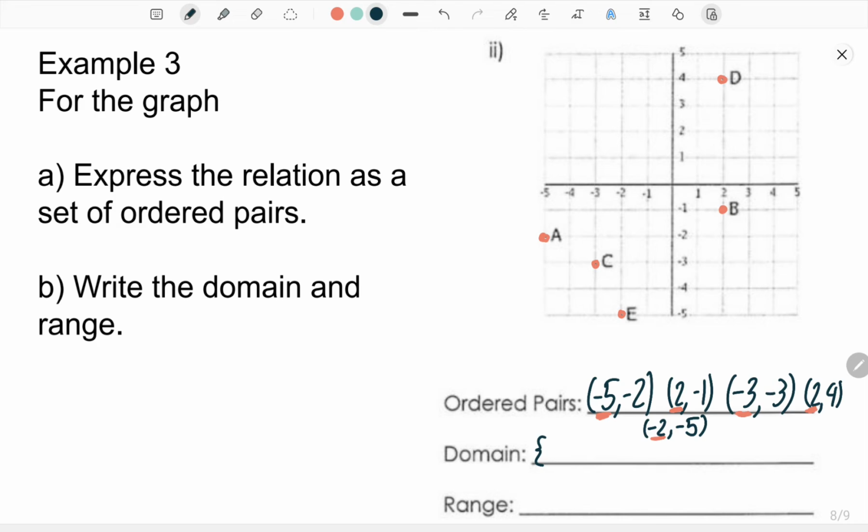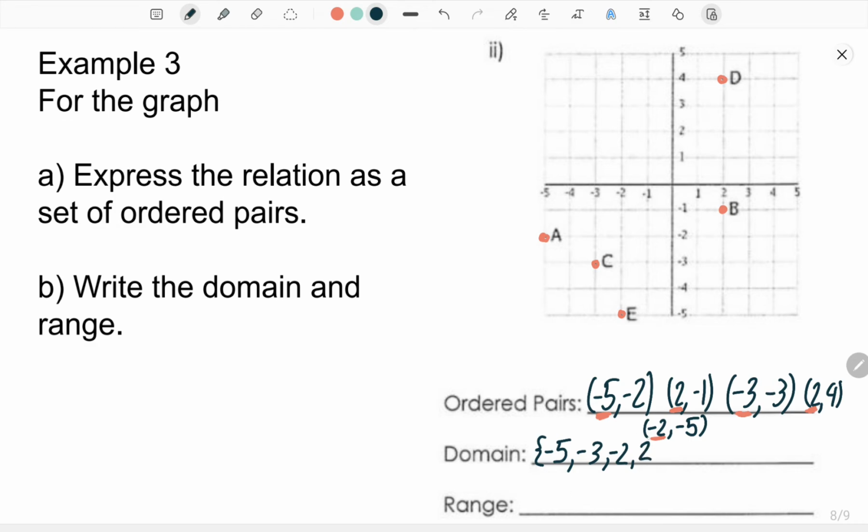So first of all, let's write it in ascending order. So starting with our smallest value, -5. The next value is -3, then -2, and we have two 2's. So for that, you only have to write the value once.